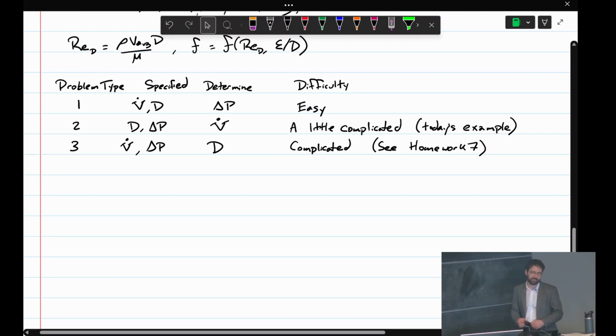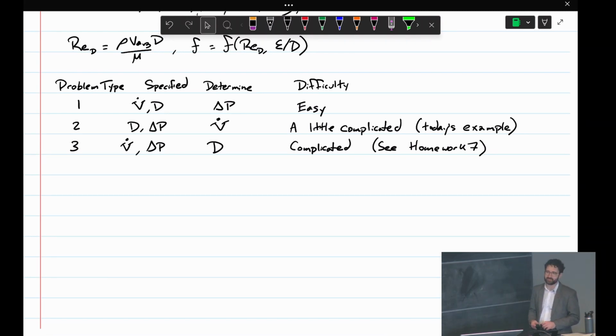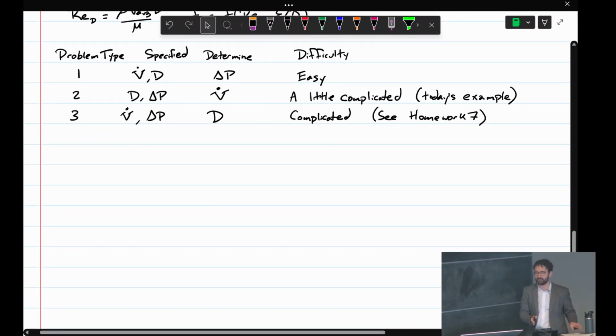So basically, when you're asked to determine one of those three variables, that's the level of difficulty you can expect in the problem, the level of ugliness that the equations become. It's mostly because the friction factor is kind of an ugly form.